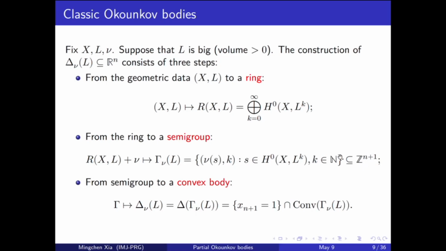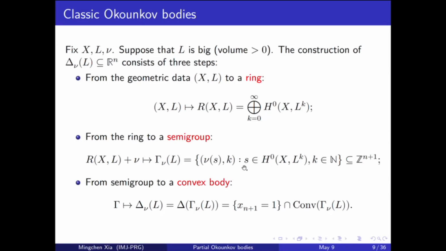As you can see from this definition, the set gamma nu of L consists of the pairs of nu of s and k. Here k is some parameter characterizing the level. In the geometric picture, you can imagine k as a vertical coordinate. And for each k, you consider the set of all holomorphic sections of L to the kth.